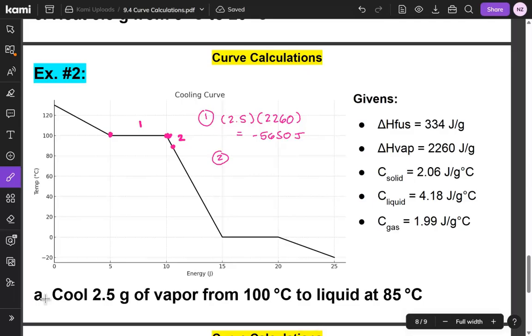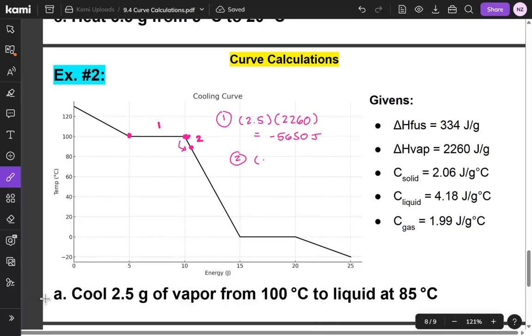Segment 2, we're lowering our temperature. So since we're lowering our temperature here, it's going to be mCΔT. Our mass is 2.5 grams. Our C for liquid is going to be 4.18. We're going from 100 down to 85, so that's going to be 15 degrees. Plug this into my calculator, and I get, again, we're cooling, so it's going to be negative 156.75. And if I add these numbers together, I get negative 5806.75 joules.